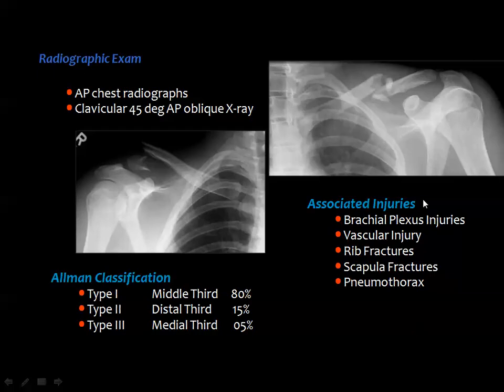These are the suspected associations with the clavicular fracture, like brachial plexus injuries, vascular injuries, rib fractures, scapular fractures, and of course the development of pneumothorax due to injury of the apex of the lung.